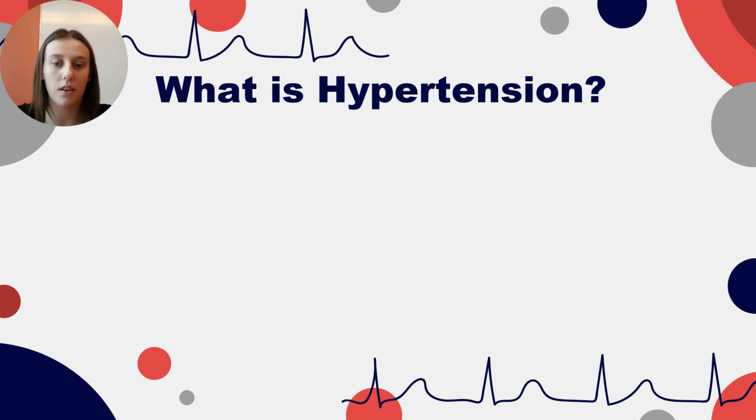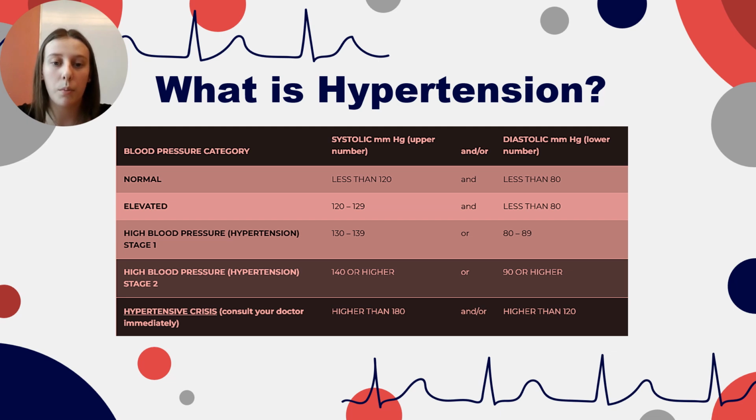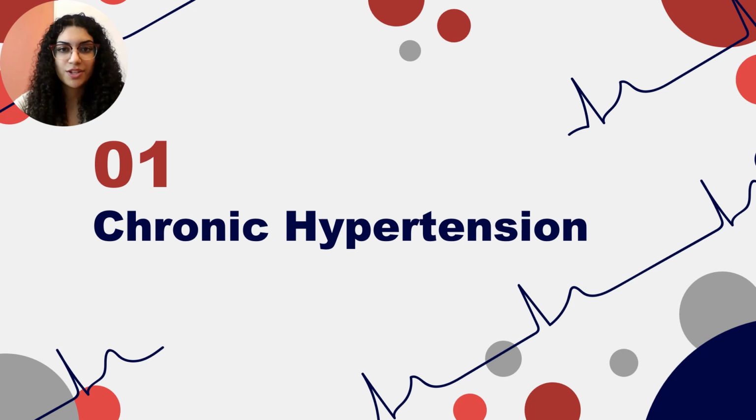So, what is hypertension? Hypertension is when there is a higher than normal force exerted by blood on the artery walls. Therefore, the heart has to work much harder to pump blood throughout the body. Hypertension is when your blood pressure is consistently above 130 over 80 milligrams mercury. That's considered stage 1 hypertension. If it gets even higher, it moves into stage 2 or stage 3 hypertension. Just for reference, a normal blood pressure reading is around 120 over 80 milligrams mercury. Let's move on to hypertension as a chronic disease.